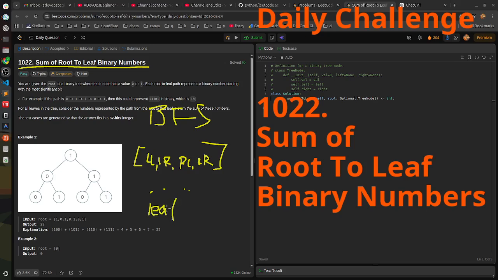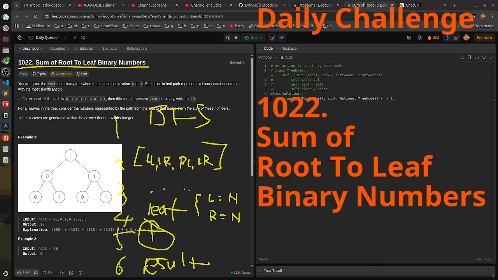What is a leaf node? A leaf node means the left child is none and the right child is none. So at this point, we just accumulate the value into the final result. So these steps, 1, 2, 3, 4, 5, 6, will be the solution. We're going to solve this problem.